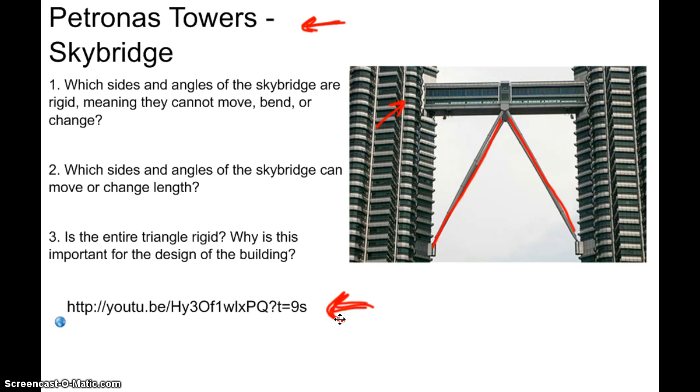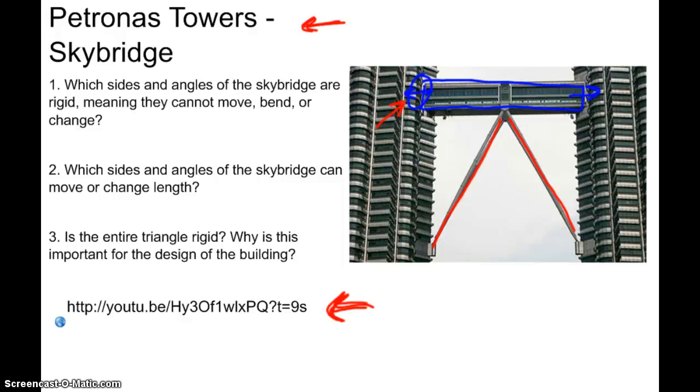Alright, hopefully you've watched that video now. Let's talk about some of these things. In the video, they told you that this bridge right here is actually not attached to either building. It can float and go in and out of those 2 buildings. So that bridge is actually not a fixed length. The length of that bridge can change. It can go in and out of the buildings.